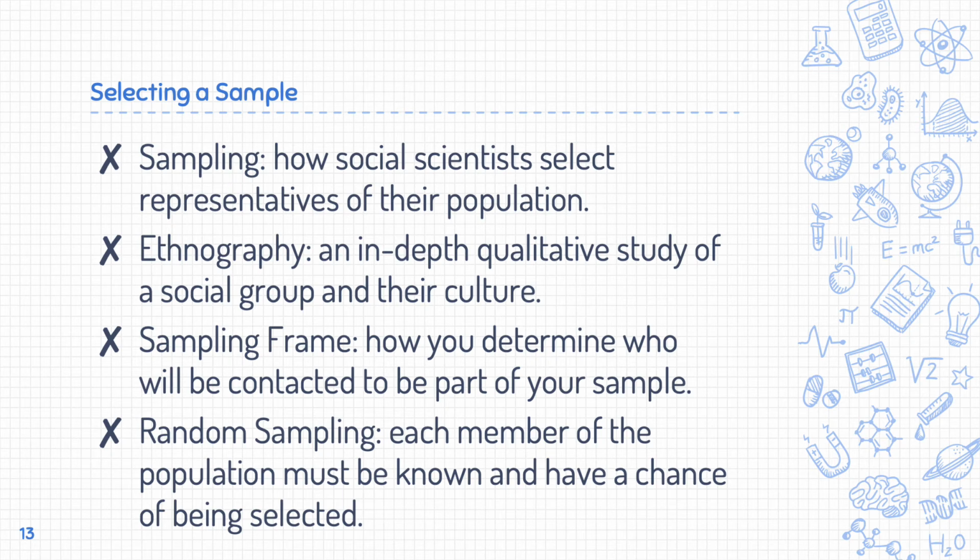This is how you determine who will be contacted to be part of your sample. Now, most researchers will use random sampling to decide who will be part of their sample. While the title says random, it is not just randomly picking people. Every member of the population must be known and have a chance of being selected. Think of it like drawing names out of a hat. If I was to put everyone's name who is in this class into a hat and pull out 10 names, that is a true random sample.